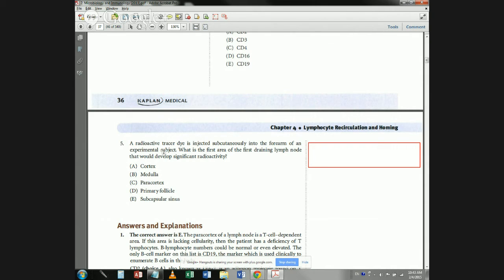Let me see. What are we asking? A radioactive tracer dye injected subcutaneously into the forearm of an experimental subject. Okay, fine. So you have a dye. Where is the first area of the first draining lymph node? So the first draining lymph nodes are obviously the axillaries, right? What is the first area in that lymph node where the radioactivity would happen first?